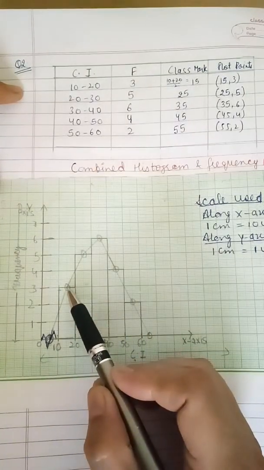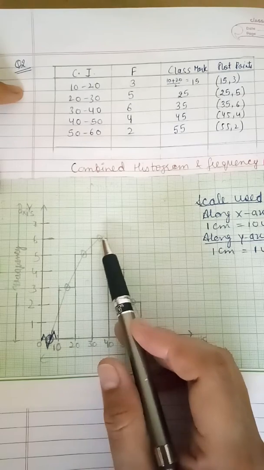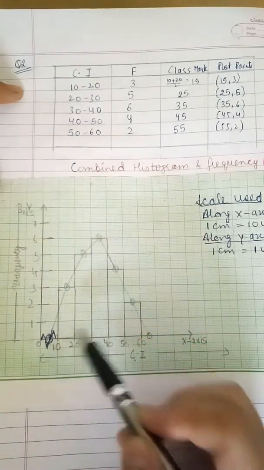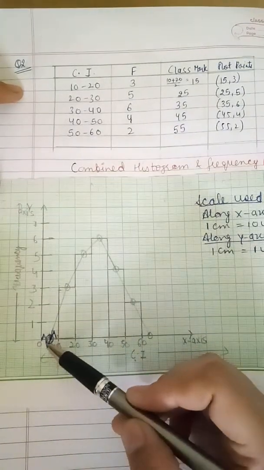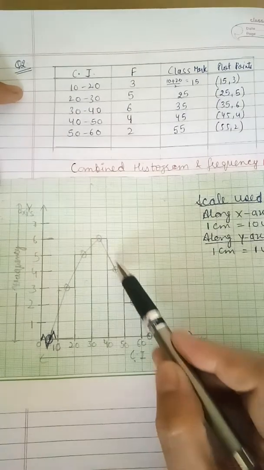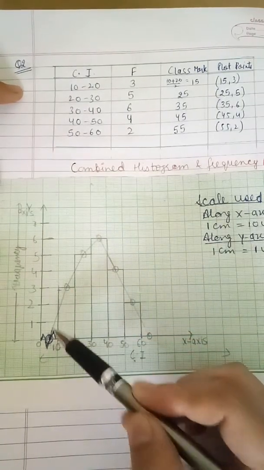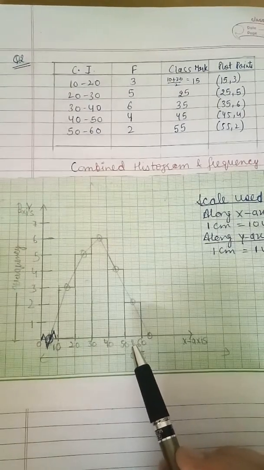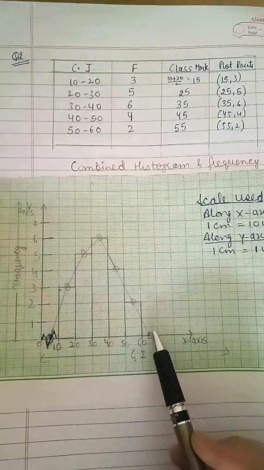Then you will mark the circles on the fifth line of each rectangle. On the fifth line you will make the circle. Here also fifth. Then with the help of a scale you will join them simply. And this is the frequency polygon, and this is the histogram. So this diagram is known as the combined histogram and frequency polygon.